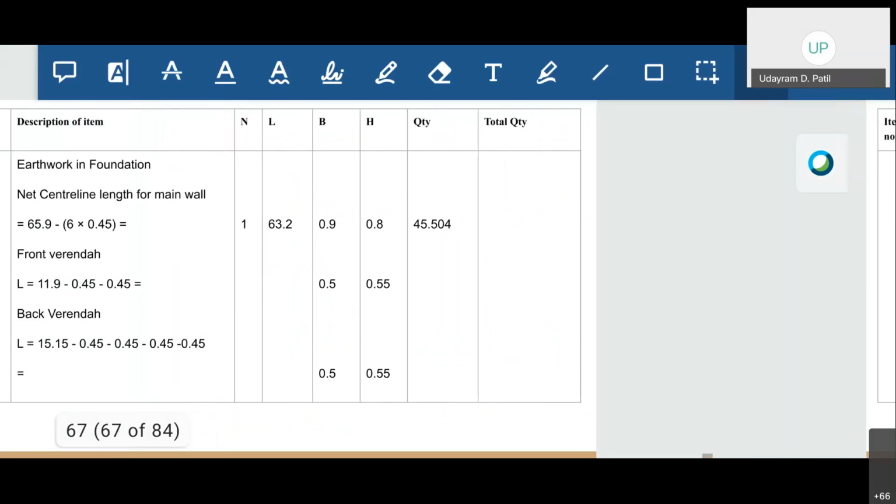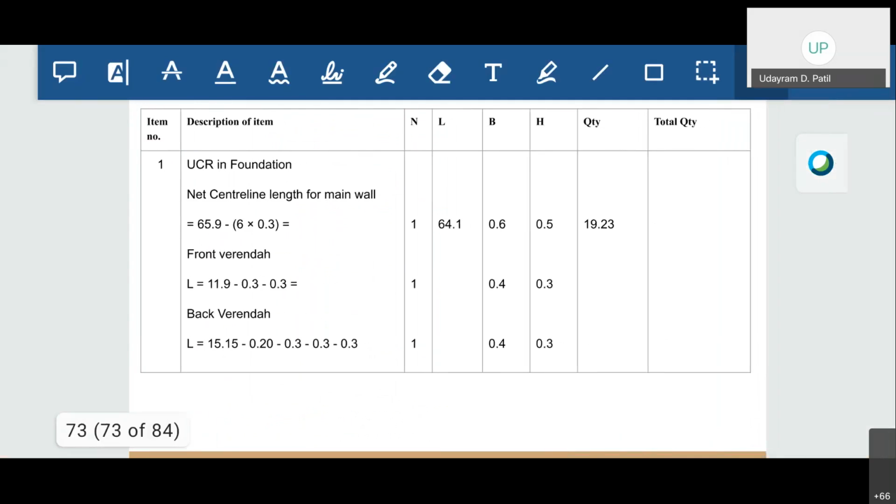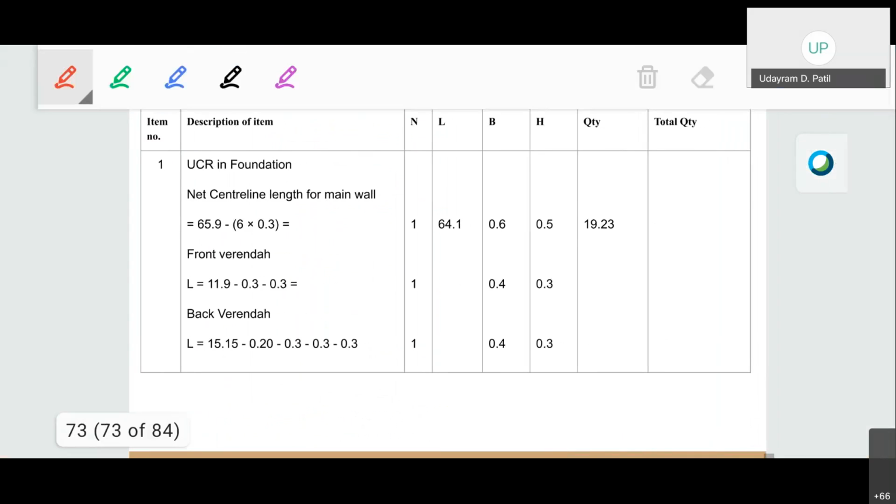Now the total UCR masonry in the foundation for the long main wall is 19.23 cubic meter. Now considering the front veranda and the back veranda.